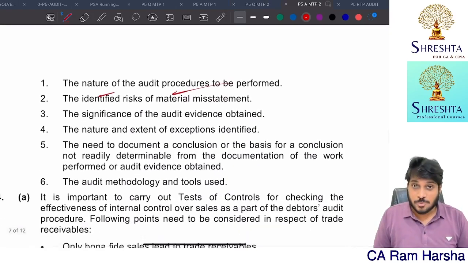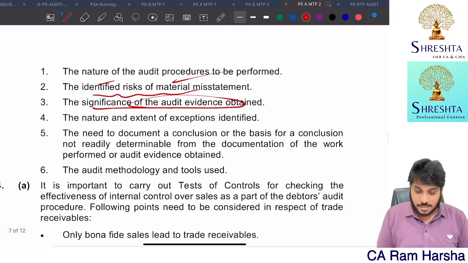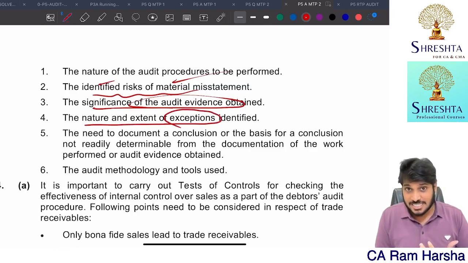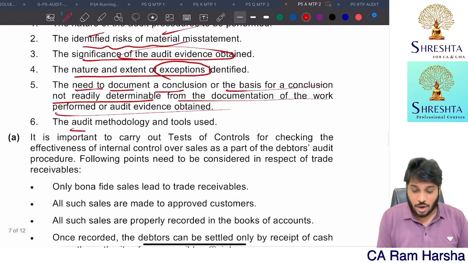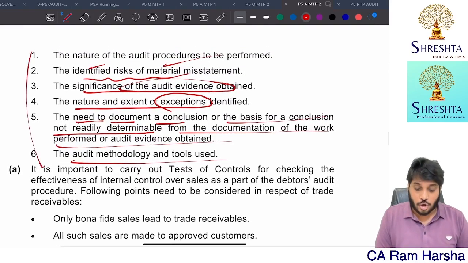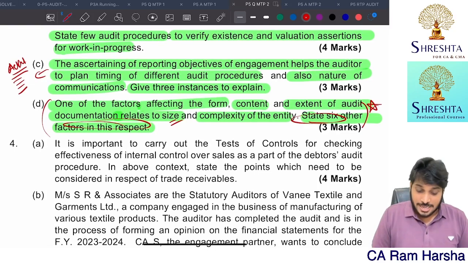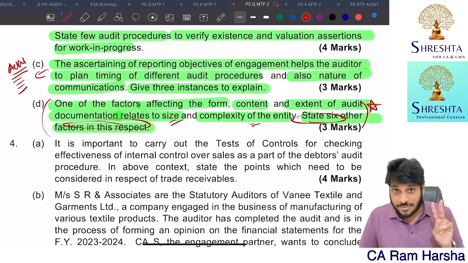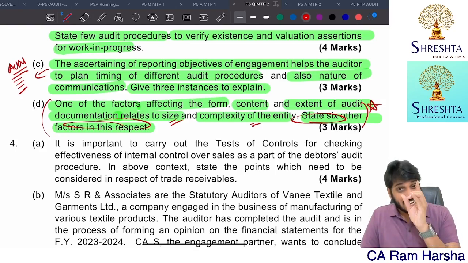Nature of audit procedures to be performed, effect, form, and identified risk effect, significance of the evidence obtained, nature and extent of exceptions identified, need to document a conclusion or the basis for conclusion not readily determinable from the documentation of work performed, the audit methodology and tools used. All these points have to be documented. In addition to size and complexity of the entity, these are 2 more factors. One of the factors is nature and size of the business, complexity of the entity. Remaining factors are these. These are all factors that decide documentation, form, content, and extent of documentation.